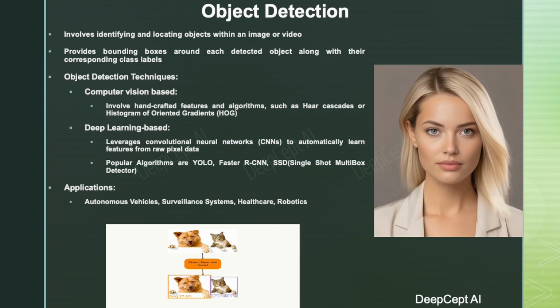Popular deep learning algorithms for object detection include YOLO, You Only Look Once, Faster RCNN, and SSD, single-shot multi-box detector. Object detection finds applications across various domains, including autonomous vehicles, surveillance systems, healthcare, such as medical imaging, and robotics. For instance, in autonomous vehicles, object detection is crucial for identifying pedestrians, vehicles, and obstacles on the road, while in surveillance systems, it helps in monitoring security cameras by detecting and tracking suspicious activities or intruders in real time.